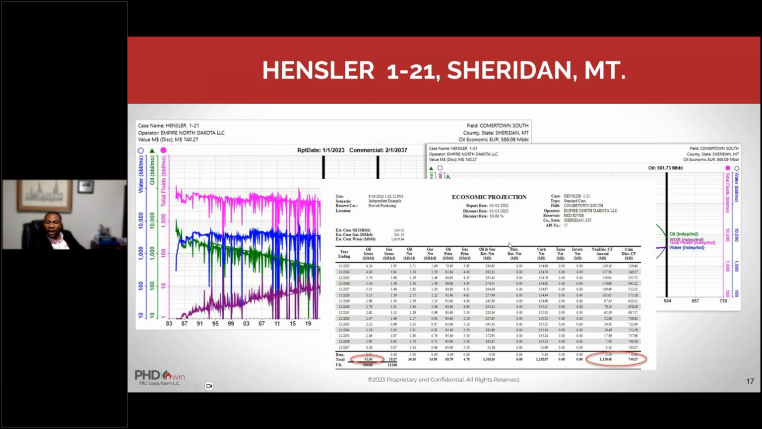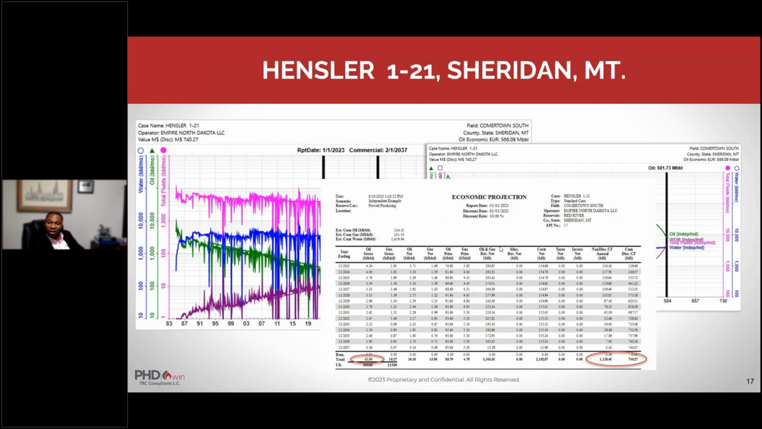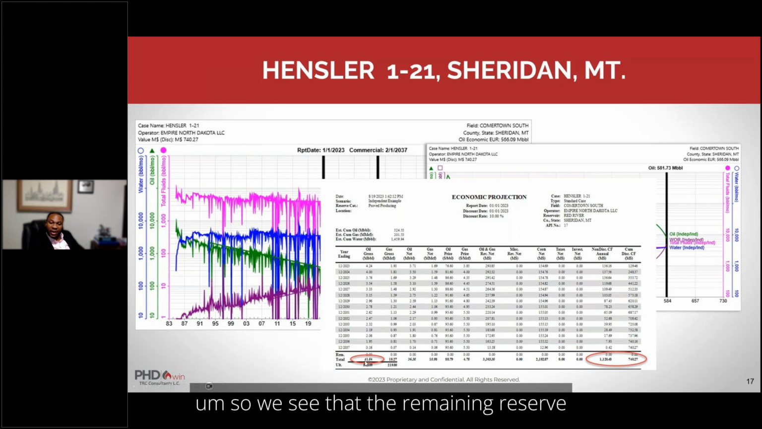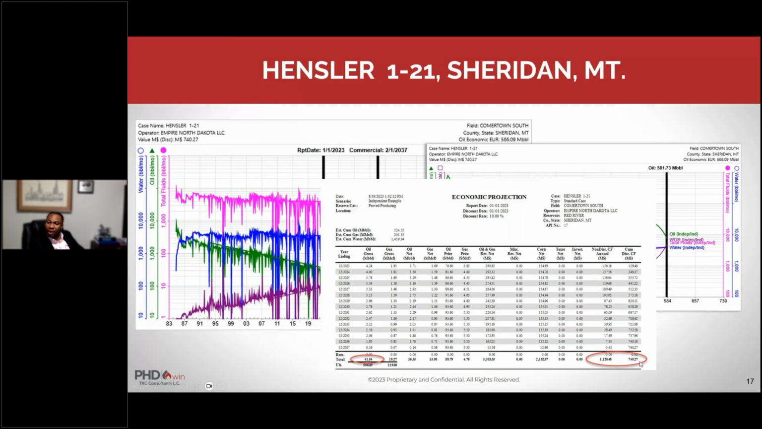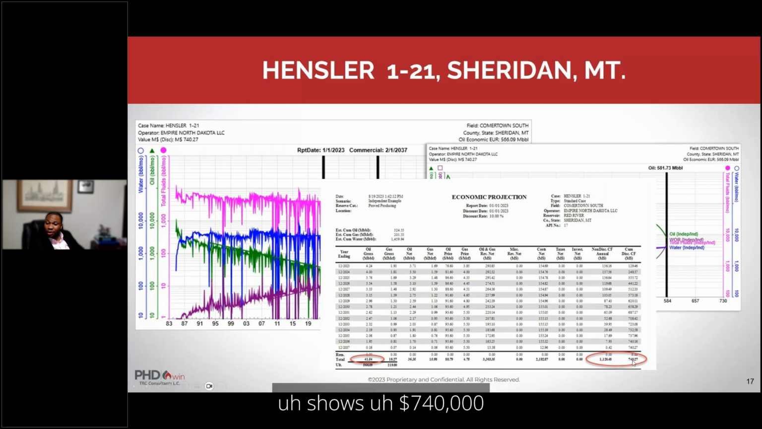Okay, and this is the cash flow using the assumptions for prices and expenses on this case. We see that the remaining reserve for this well is around 41,000 barrels of oil, and the net present value at a discount rate of 10% shows $740,000.